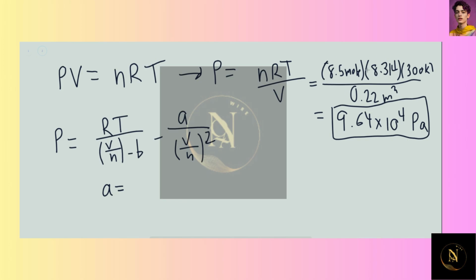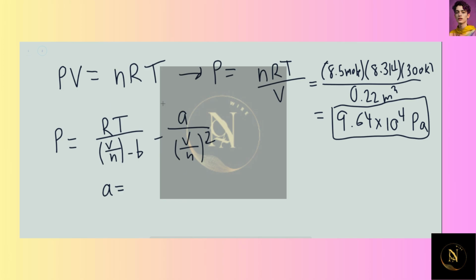So to start, we can look at the ideal gas law, PV equals nRT, and we can simply reorganize for P, which is nRT over V, of course. We have 8.5 moles, the gas constant is 8.314, and the temperature is 300 K, occupying a volume of 0.22 meters cubed. Number crunch that, you get 9.64 times 10 to the 4 Pascal, so about an atmosphere.